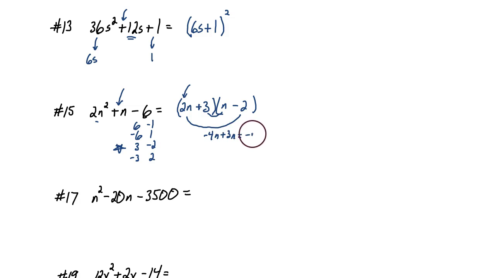These combine to negative n. The middle does have an n, but it's the plus sign. It has the opposite sign of what we got here. What that tells us is we should have used this pair of numbers, the negative 3 and the positive 2. So let's take an eraser and simply change those signs. Minus 3 and positive 2. Now when you do the outer and inner products of FOIL, it will work out. 2n times 2 is 4n, negative 3 times n is negative 3n, and these combine to positive 1n.